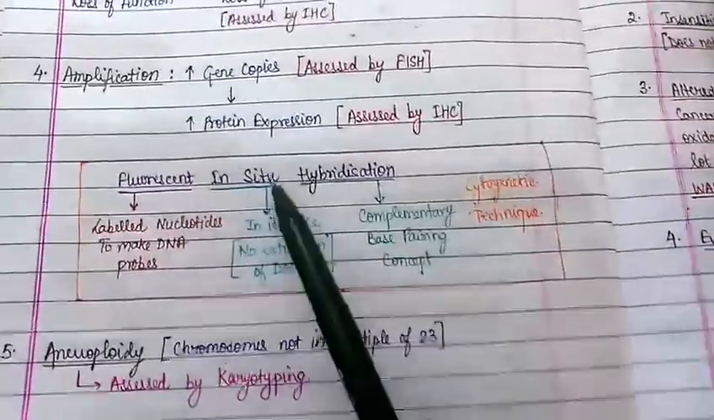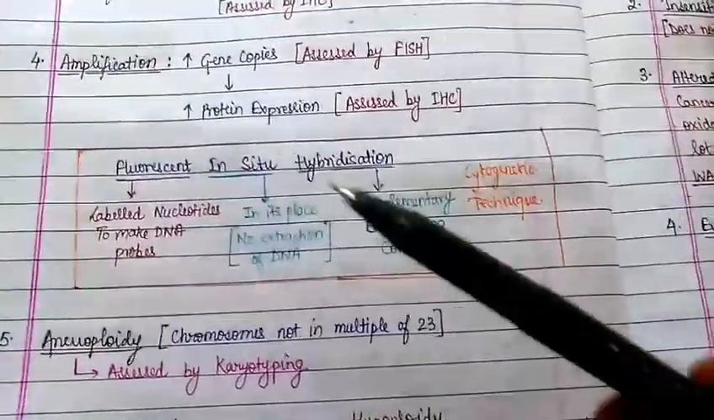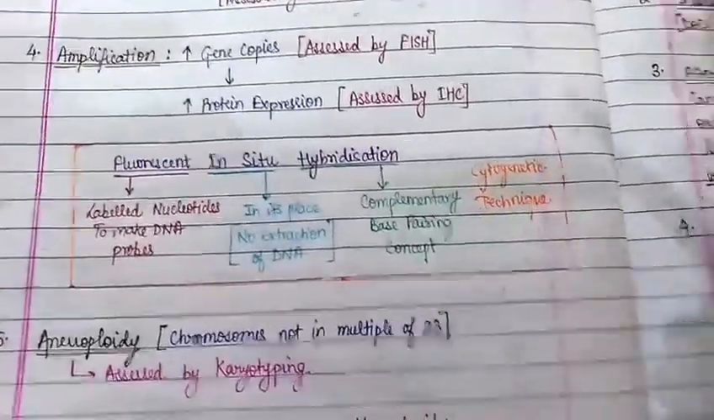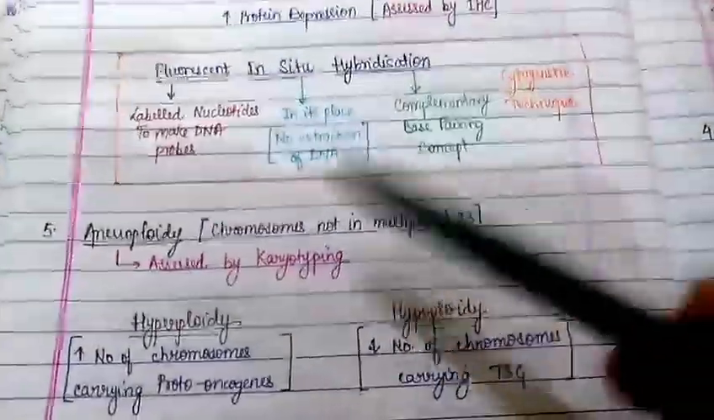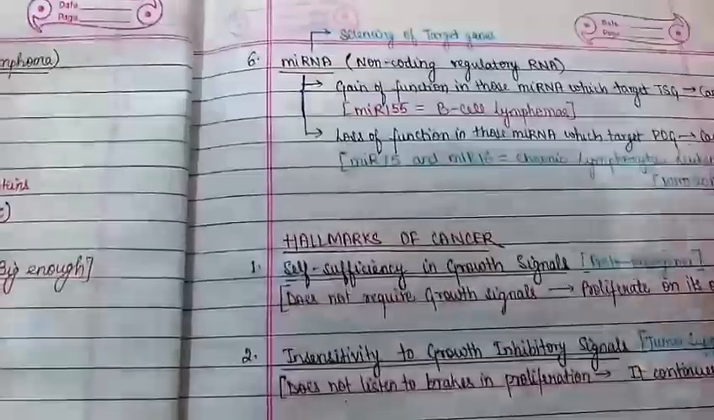Now coming to one more thing, fluorescent in situ hybridization. Fluorescent means labeled nucleotide to make DNA probe. In situ means in its place, no extraction of DNA from its place. Hybridization means complementary base pairing concept. So this is about your genetic causes. Clear?